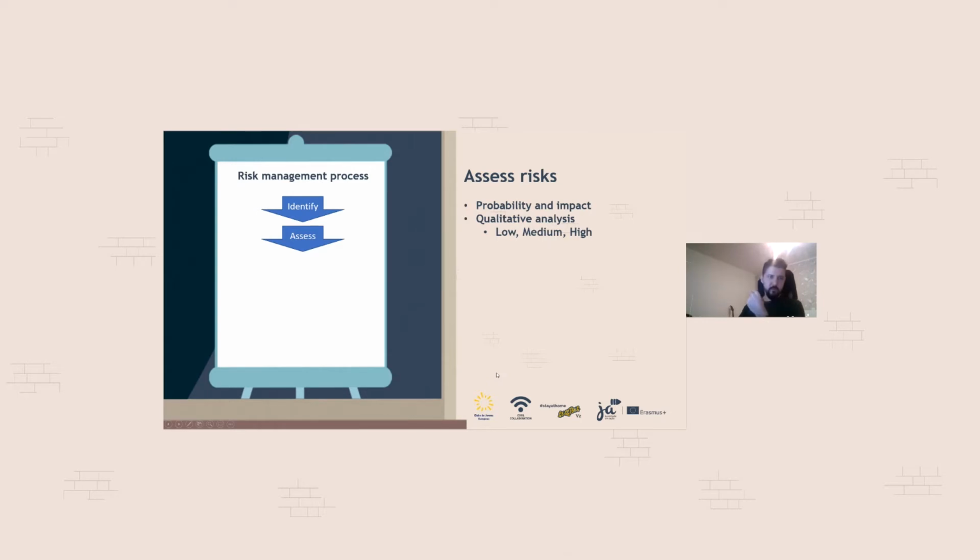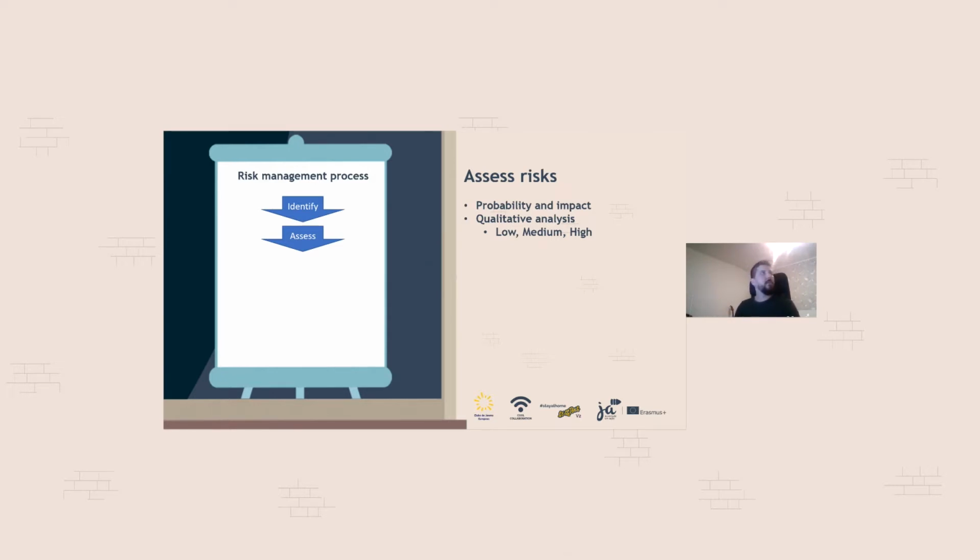We can do it in two ways. We can have a qualitative analysis. So the probability and impact as well, we measure by putting them as low, medium, and high. So we have the name of the risk or a small description, and we decide, okay, what's the probability that it will happen? Then I will put what the impact is if it happens.